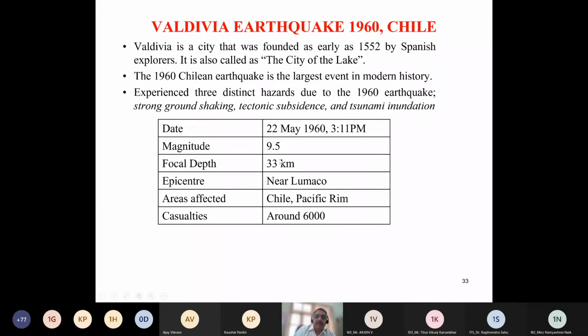The focal depth, the point of energy release, was 33 kilometers. So we call this a shallow earthquake. If it is less than about 50 to 70 kilometers, then we call it a shallow earthquake. And there can be large damage due to a shallow earthquake.